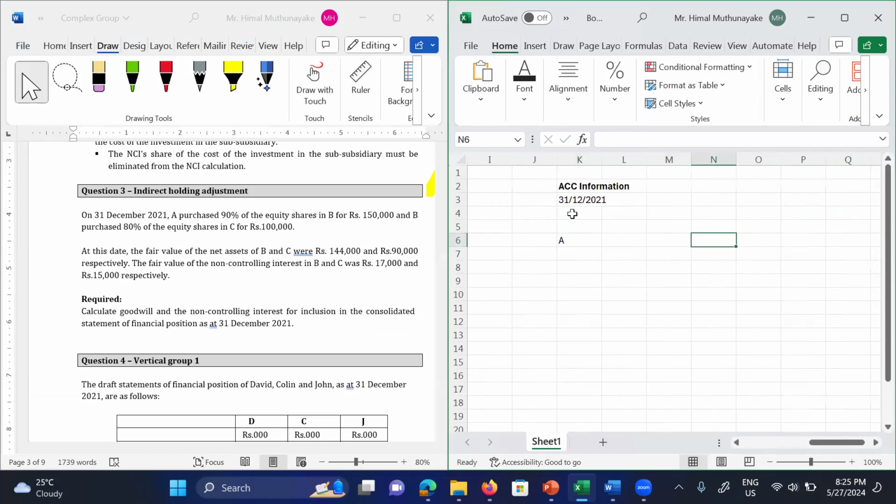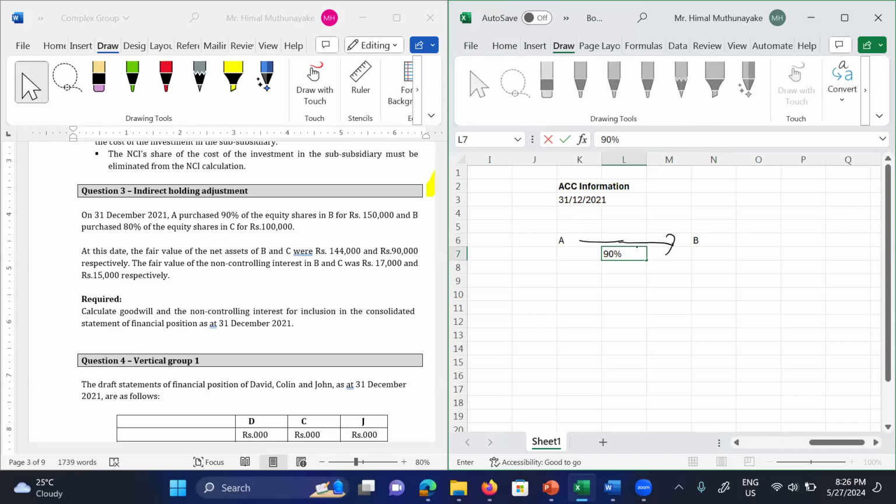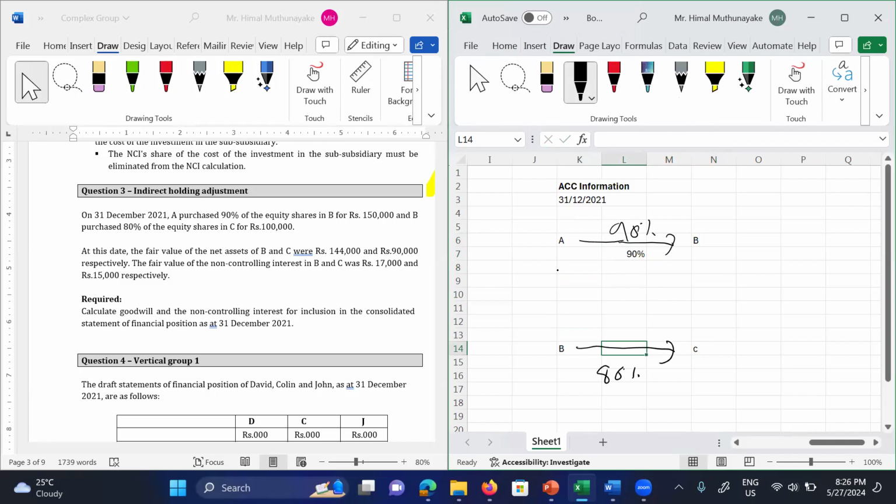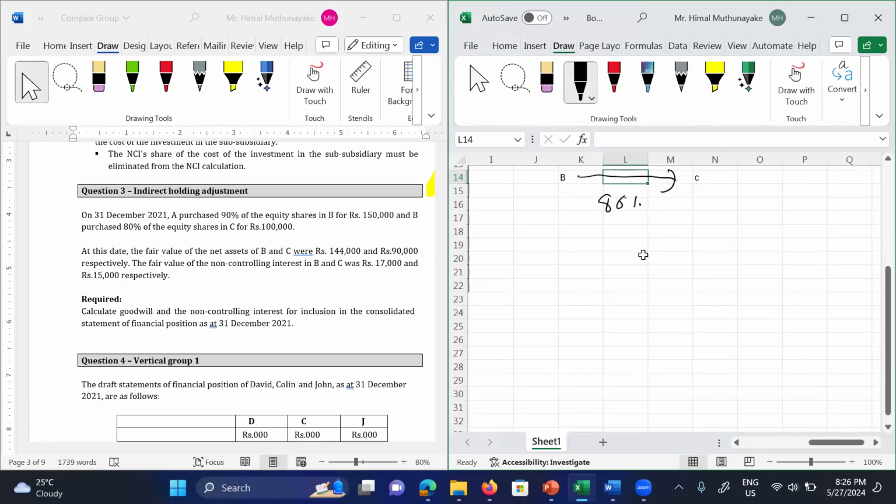A acquired 90% of B, right? 90% of B. Then, when it comes to the next one, B acquired 80% of C, right? 80% of C.